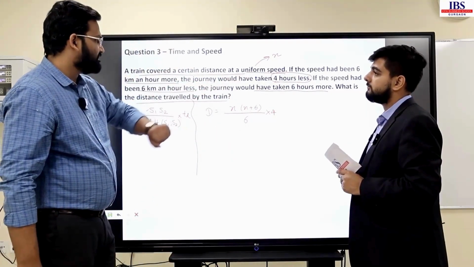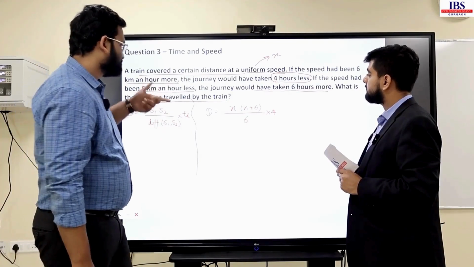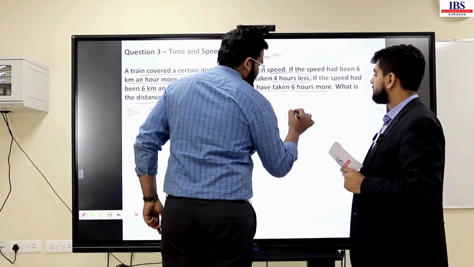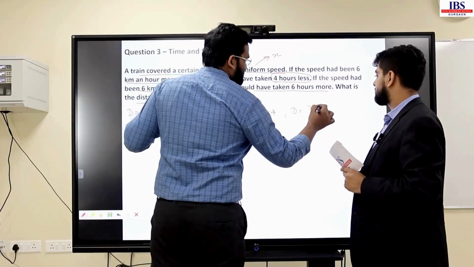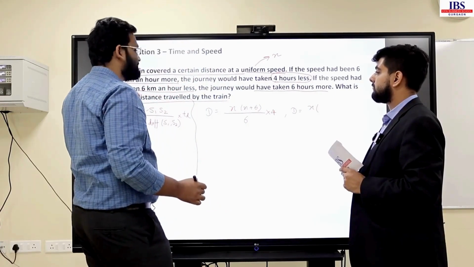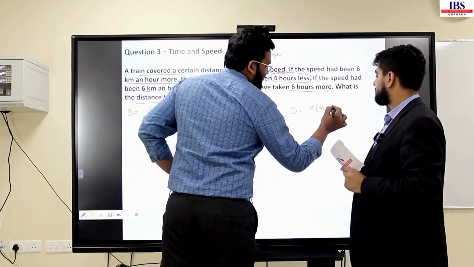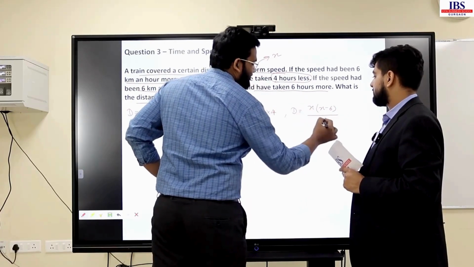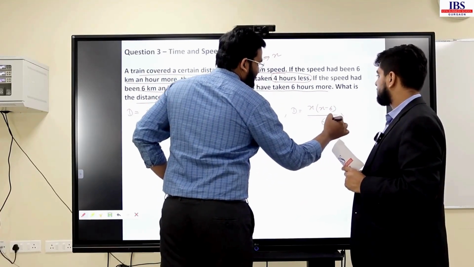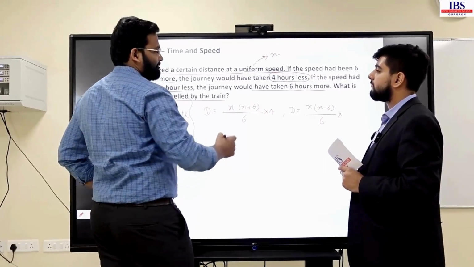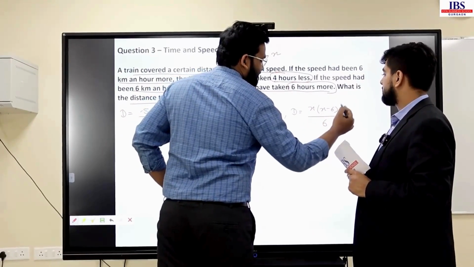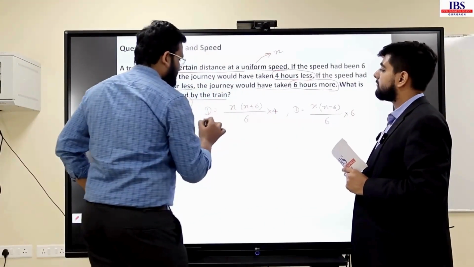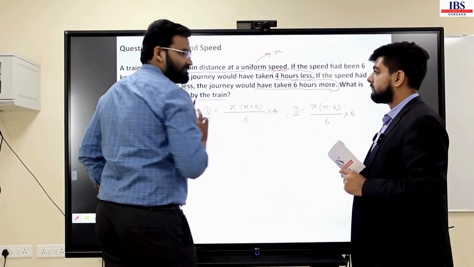Similarly, let's proceed with the second statement of the question. Here the condition is reversed. Again the distance will be the same. Here the usual speed is x and the other speed is decreased by 6 km. So here it will be x minus 6 upon the difference of speed 6, and then the difference of the time in both the ways is given as 6 hours more. So write 6.